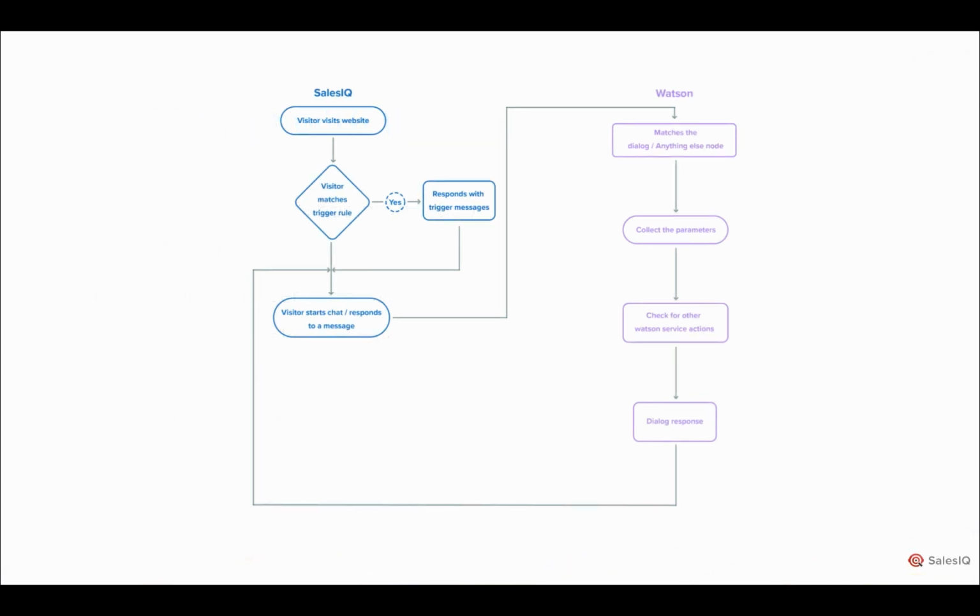So let me tell you how the flow goes. As usual, when the visitor lands on your website and matches the trigger criteria that was set by you, the Zobot responds with a trigger message. Otherwise, it's going to wait for the website visitor to start a chat. When the visitor responds with a message, the execution moves on to the Watson platform, which matches the visitor's message with a dialogue or anything else node, followed by which all of the parameters in the visitor's message are collected. And then the engine checks for other Watson service actions and finally responds to the visitor's message using the dialogue response. So that is how the flow goes.